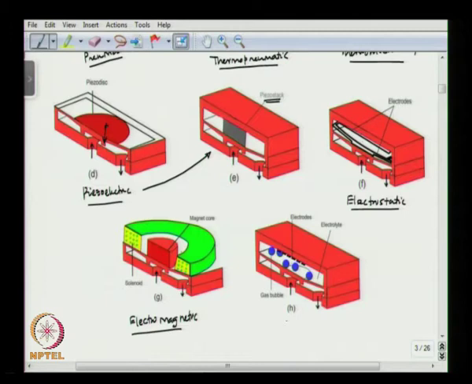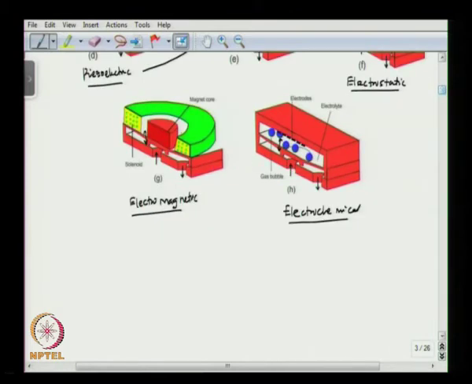And this one is the electrochemical. In electromagnetic, the magnetic force is actually trying to actuate the membrane, and here in electrochemical, electrolysis at the electrode generates gas bubbles, which tend to expand, and contract when the thermal pulse is taken away. So, that is how the membrane is actuated. Okay. So, now let us define some parameters that specify different microvalves.